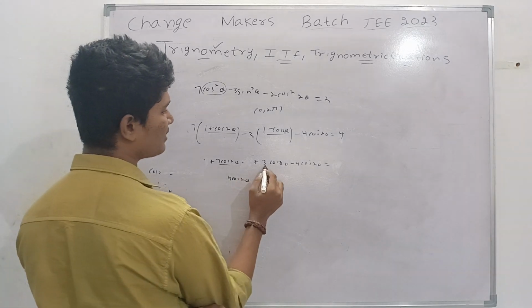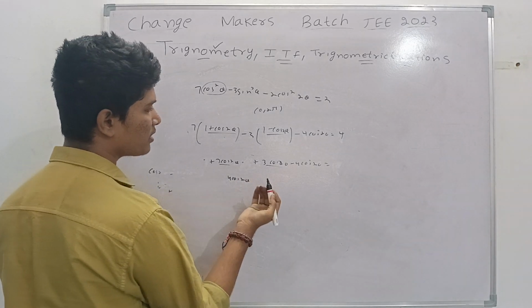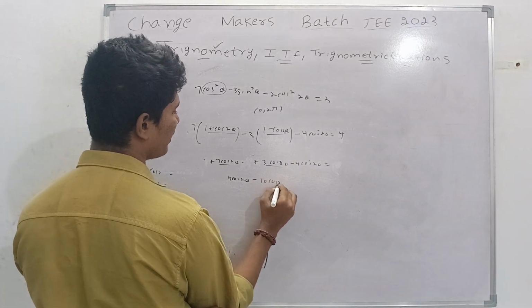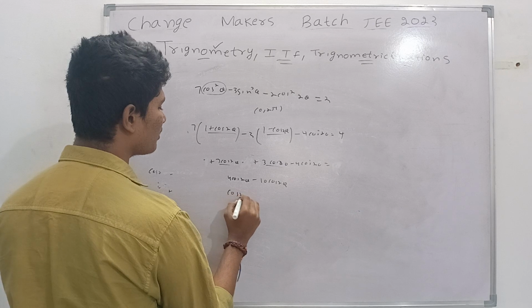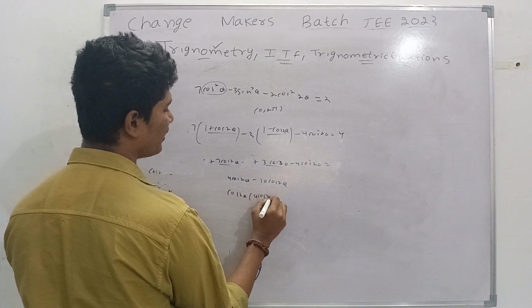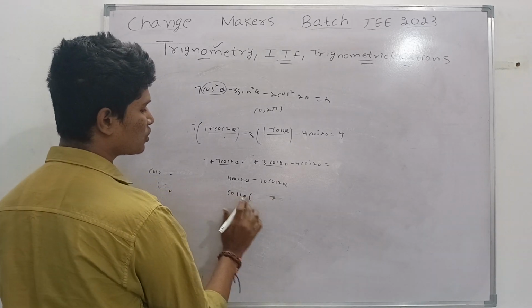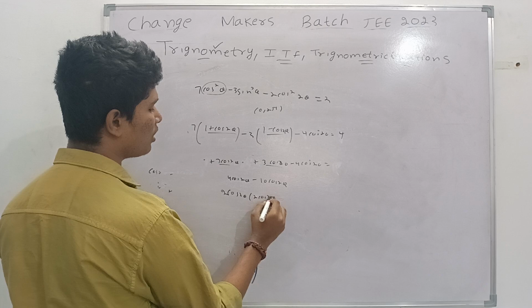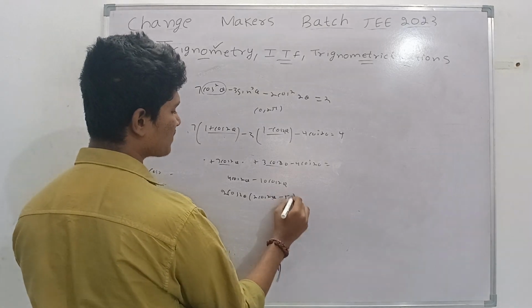This is 7 cos 2 theta, plus, how much will it come? It will come minus 10 cos 2 theta. When we take the cos 2 theta term common, not 4 cos 2 theta, we can take 2 cos 2 theta, and we get 2 cos 2 theta minus 5.